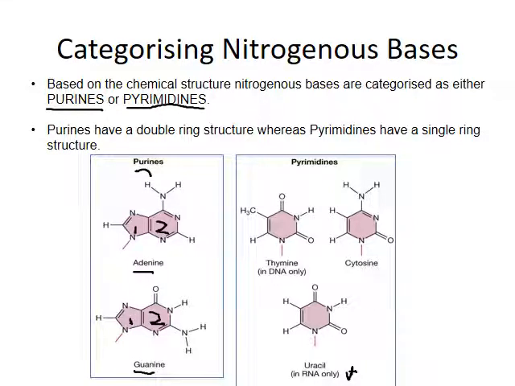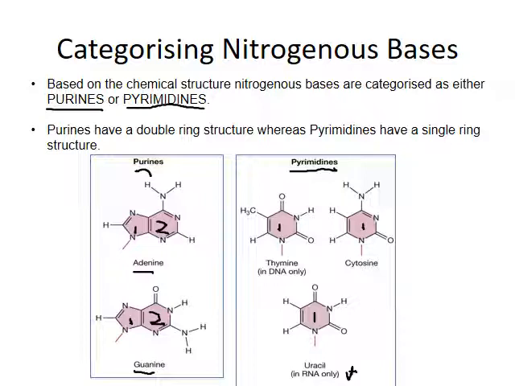If you look at the pyrimidines, thymine, cytosine, uracil, they only have a single ring, and that's the difference. Don't see too many questions on this really in a VCAA exam or in your SACs, but it is an important thing to try and remember.